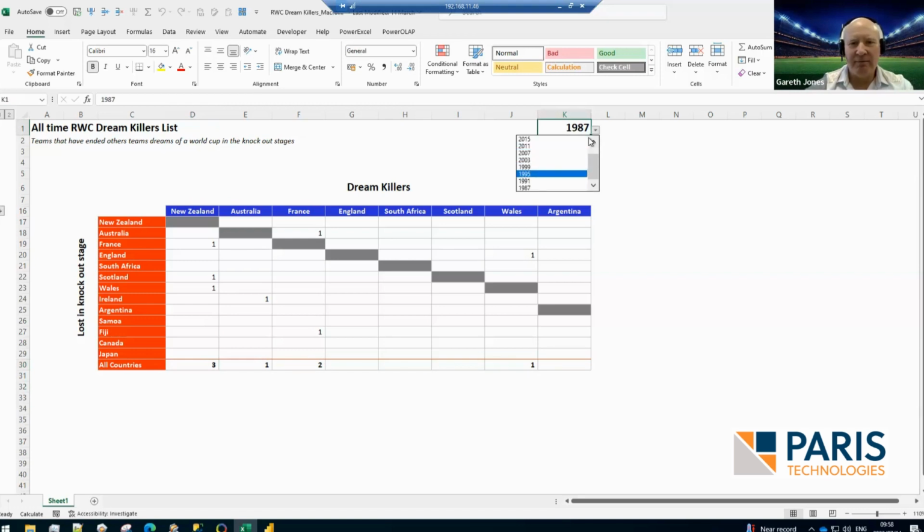Look at 1995, quite a famous World Cup. Well, most people can remember that one. South Africa won it against New Zealand, so they killed New Zealand's dream there. They beat France in the quarterfinal, I think. Was it the semi-final? And Samoa?